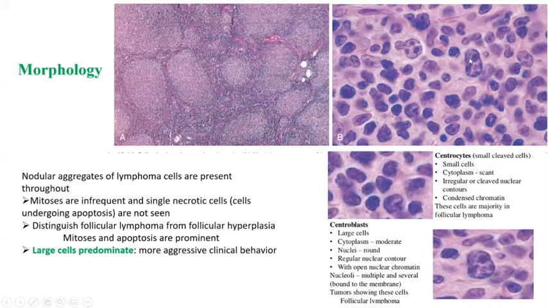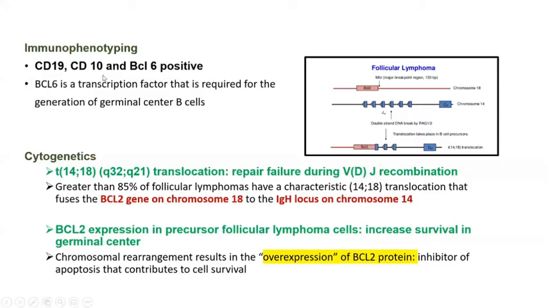So whenever there are more large cells, we suspect that the lymphoma is going to have an aggressive course. Normally there are more centrocytes and fewer centroblasts. The cells will express germinal center markers. So they will be B cell positive, CD19 and CD10 positive, and positive for BCL6, because it is a transcription factor which is present in the germinal center B cell.